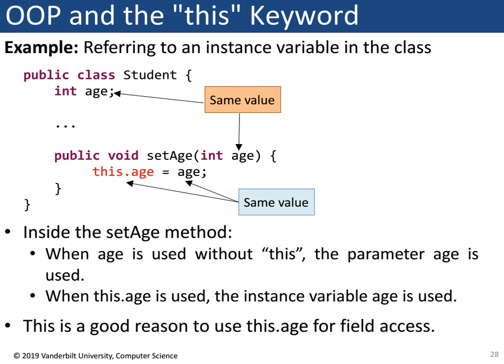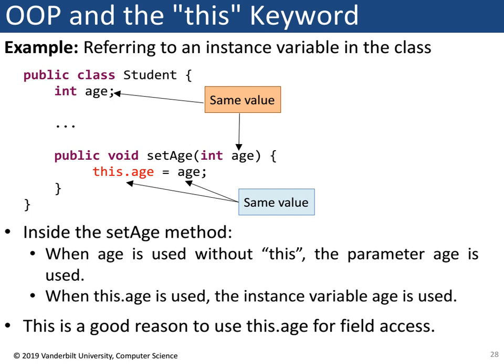So with a simple modification to the previous code, we can, instead of referring to the parameter, refer to the instance variable. By using the this keyword, we're explicitly telling Java we want to access the instance variable that's a part of this implicit object. Remember, we said if we called s1.setAge, s1 is the implicit parameter. So we're saying explicitly here, we want to access the instance variable that's a part of the s1 object.